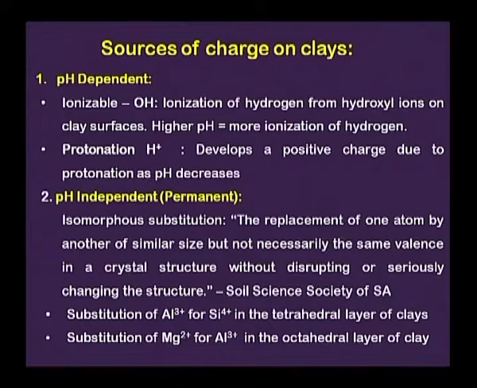The pH independent charges, that are permanent charges, are due to isomorphous substitution. The replacement of one atom by another of similar size but not necessarily the same valence in a crystal structure, without disrupting or seriously changing the structure, is called isomorphous substitution. Substitution of aluminium for silicon in the tetrahedral layer of clays occurs, and substitution of magnesium for aluminium in the octahedral layer of clays occurs in isomorphous substitution.